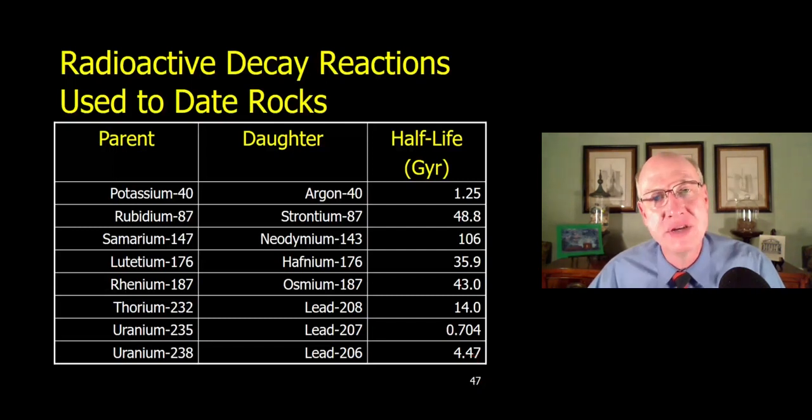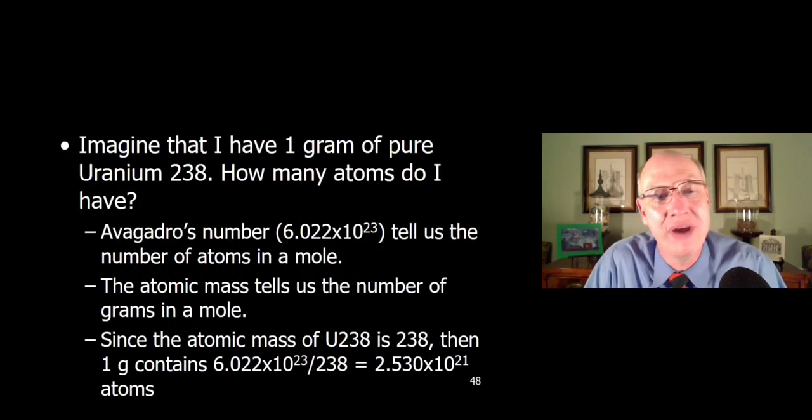In fact, all you need to do is take a sample of atoms and know how many atoms you have and count how many of them are decaying. And from the rate at which they're decaying, you can figure out how long it's going to take half of them to decay. Let me give you an example. So imagine that I have 1 gram of pure uranium-238. How many atoms do I have?